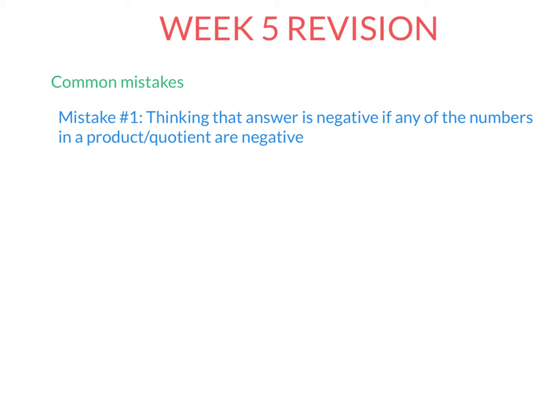What I'm saying here is people sometimes will get something like -7 times -4, and because there are negatives in the question, they think the answer must be negative, here -28. But we know better. We know that two negatives multiplied together or two negatives divided by each other yields a positive answer. The answer is only negative if one of the numbers is negative. So -36 divided by 4, for example, would be a negative.